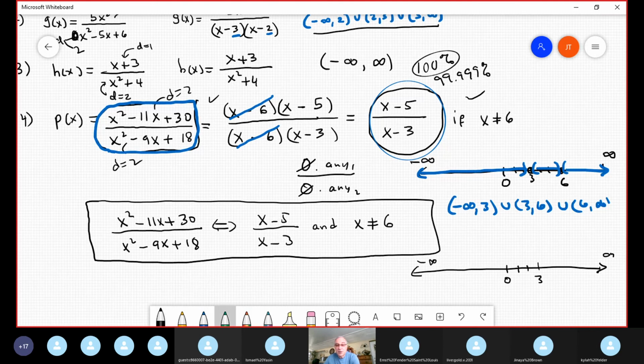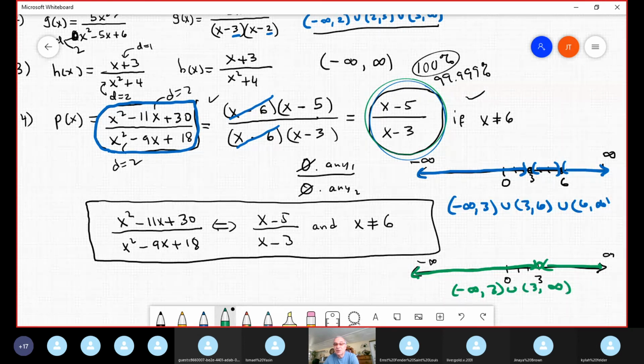Entonces, domain is this part. We have a hole here, and we continue here. The domain of this in green color is from negative infinity, comma, 3, union, 3, comma, infinity. So the only bad guy is 3. We have a hole in 3. In this case, no, we have a hole in 3 in 6.